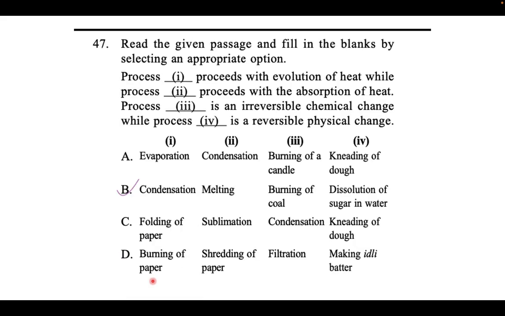In 47, B is the answer. Change of state and dissolving of sugar in water is a reversible physical change.